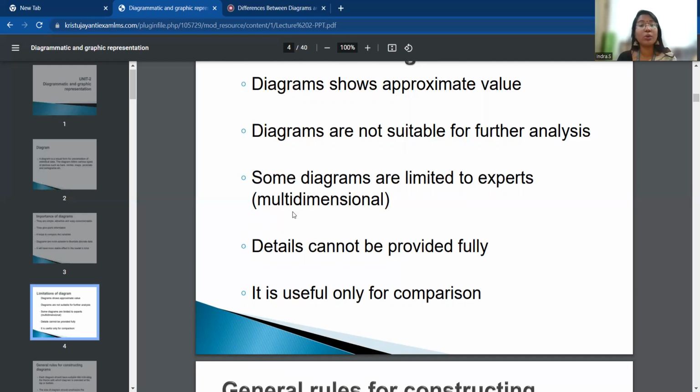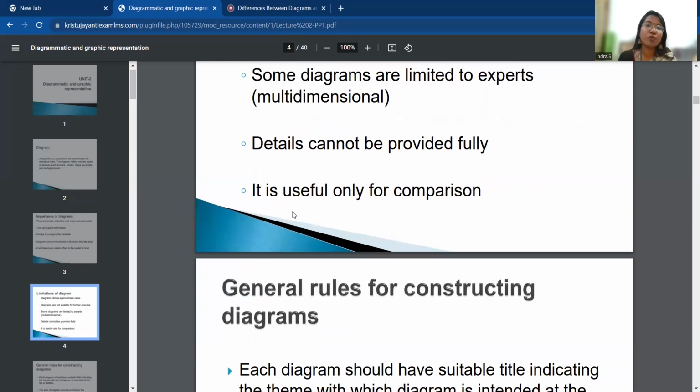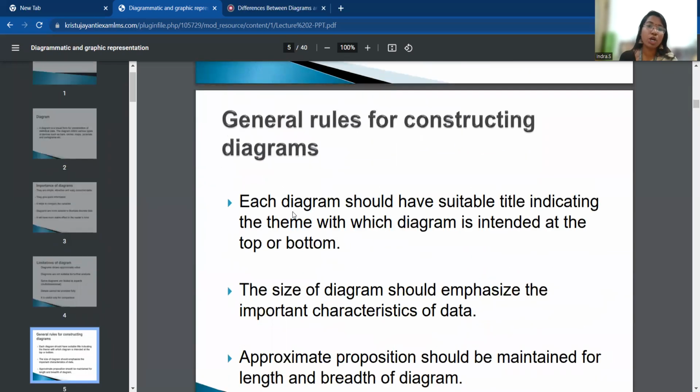It is not going to project or give me the entire data. It is going to give me only limited data. So details are not provided fully. The last type is useful only for comparing, and you cannot use the data for further analysis. That is what they're trying to say. Further analysis is very, very difficult keeping only diagrams and graphs.